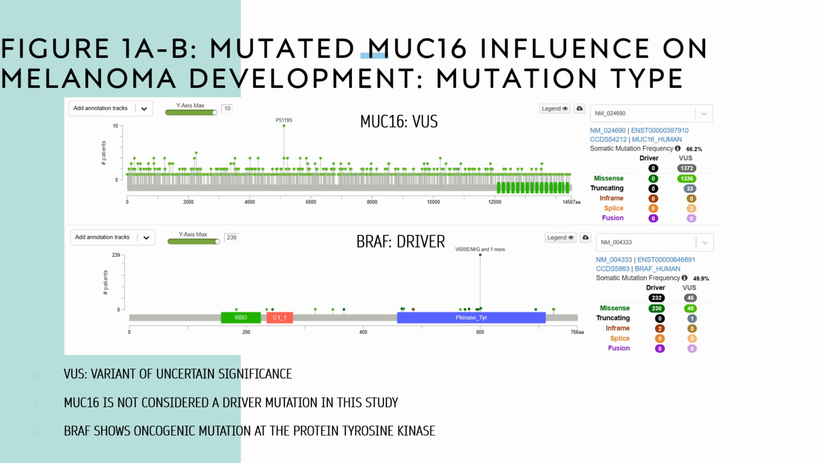In contrast to this, I included an image of the BRAF mutation, which does act as a driver, leading to proliferation in the protein tyrosine kinase. You can see that it acts as primarily a driver, with little mutations acting as a variant of uncertain significance. But just from this, I want to focus that the MUC16 is not actively driving cancer in these patients, and is just a passenger mutation.